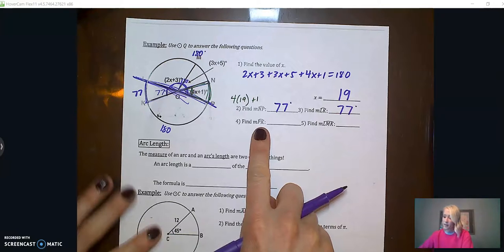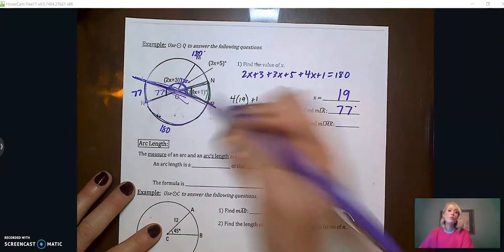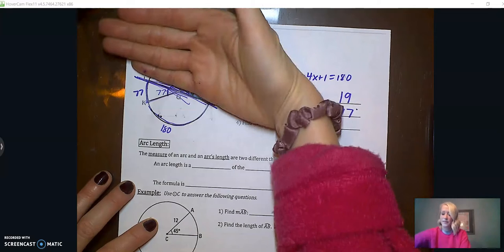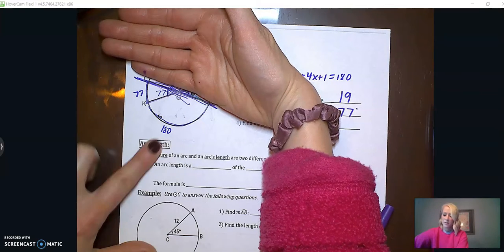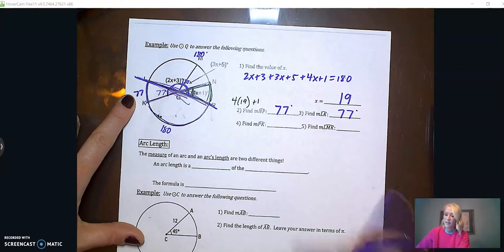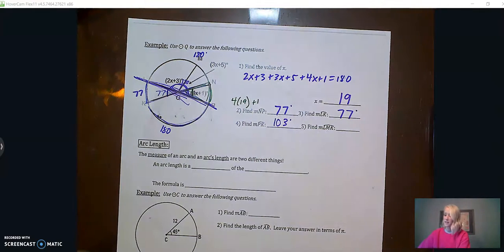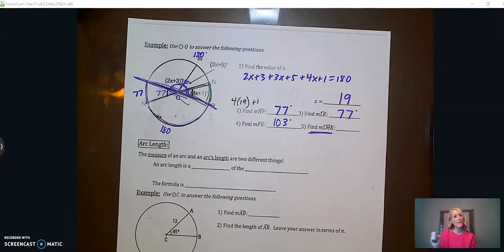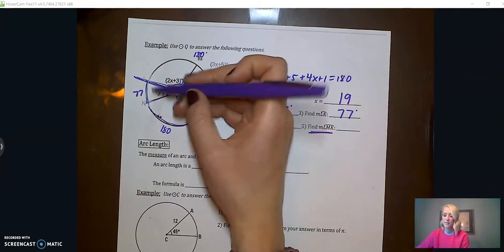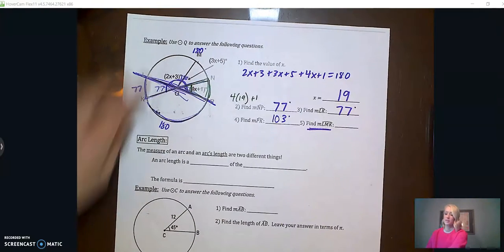PK, another minor arc. Where is it? This is P, right here. Ooh, here's where the 180 is going to help. This whole thing is 180, and I just found out that that was 77. So 180 minus 77, that would give me PK, which is 103. See if you can find how many degrees LMK is. That is a major arc, so be careful when you connect those. LMK. It's almost the entire circle, not quite.